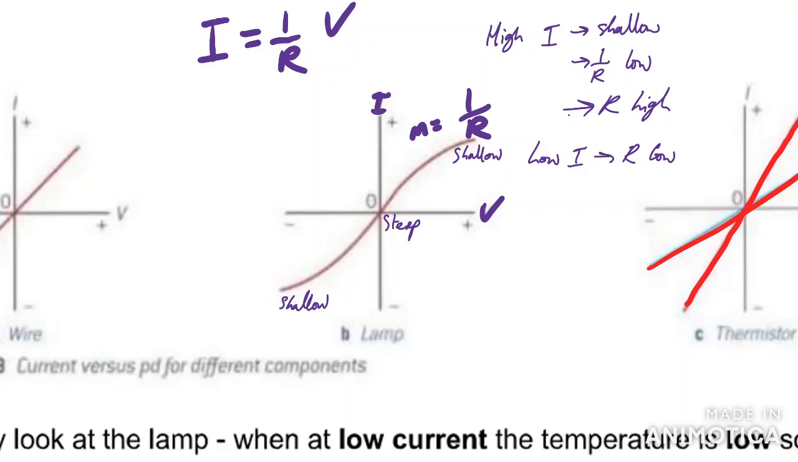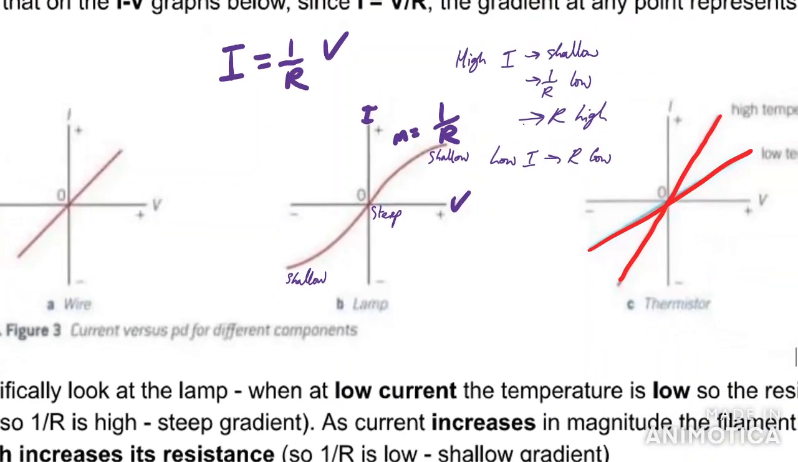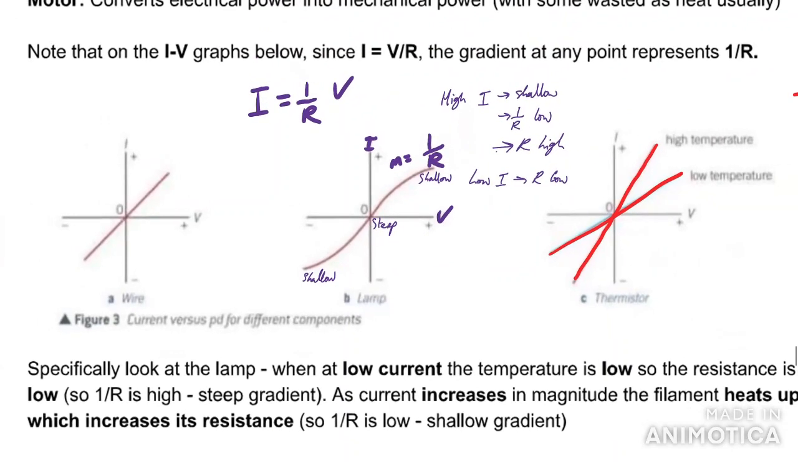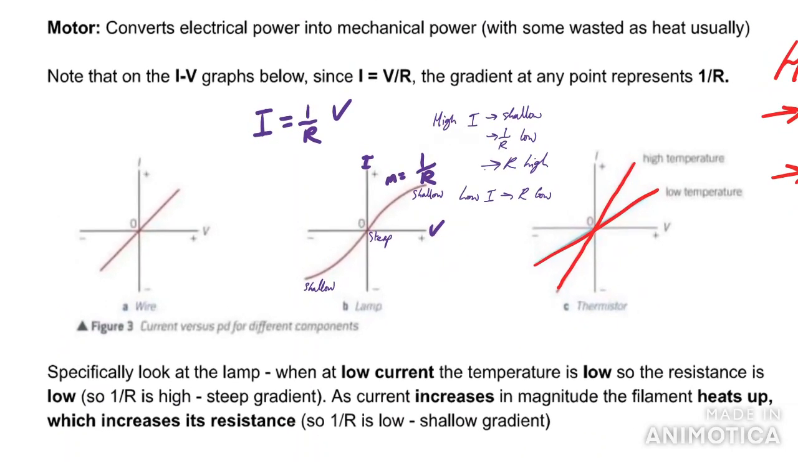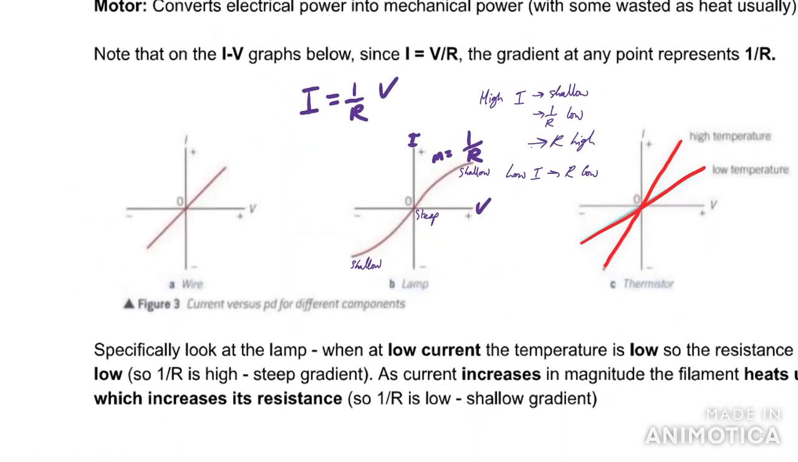Well, at low currents, the temperature is low, and so it's got a low resistance. But as you increase the current through a lamp, the filament heats up, and what that tends to do is make the atoms inside vibrate more, so there are more things getting in the way of electrons trying to go through. And so as the filament heats up, the resistance increases because it's more difficult for electrons to get through, and so it becomes more shallow. So make sure you remember that and know it off by heart for questions.